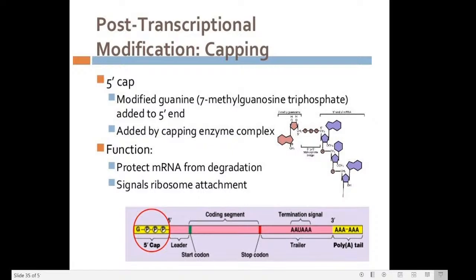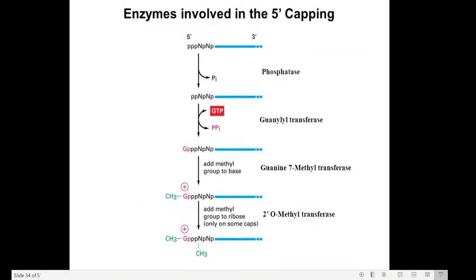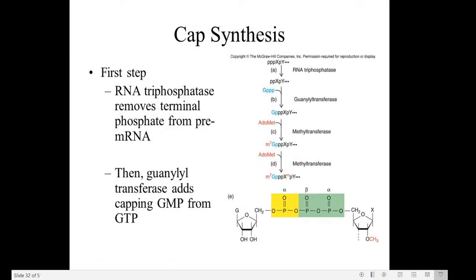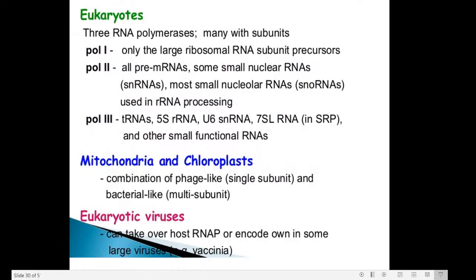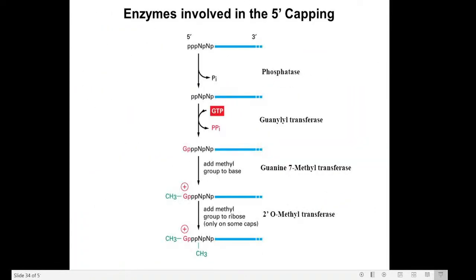RNA triphosphatase helps to remove the last terminal P. This P is removed, then guanylyl transferase is added. This guanylyl transferase addition makes a GpppNp sequence. That G is capped with the methyl transferase enzyme.